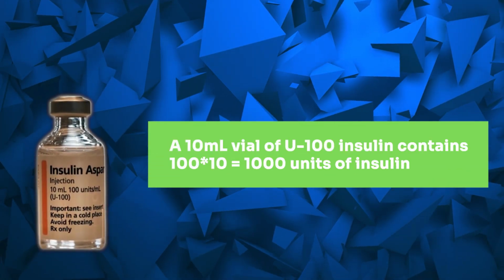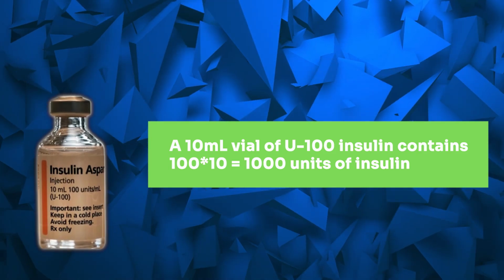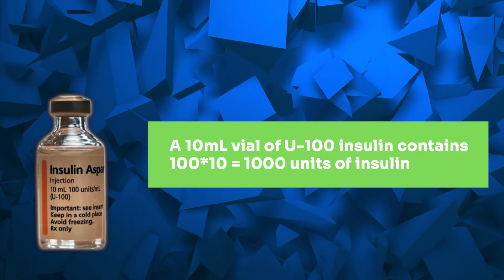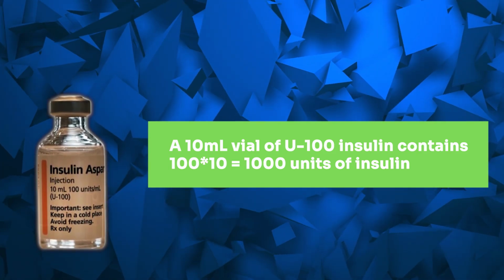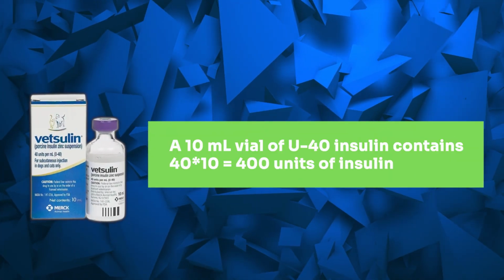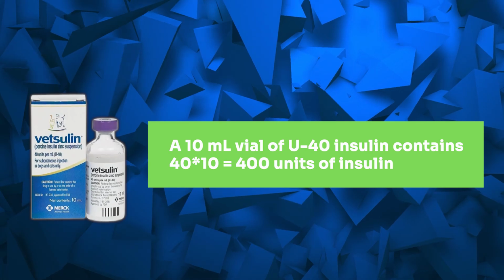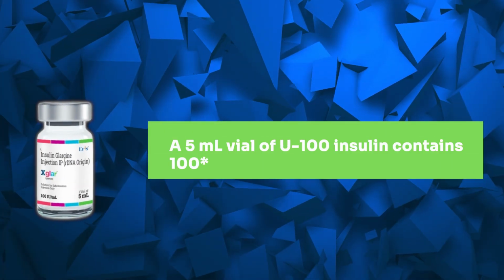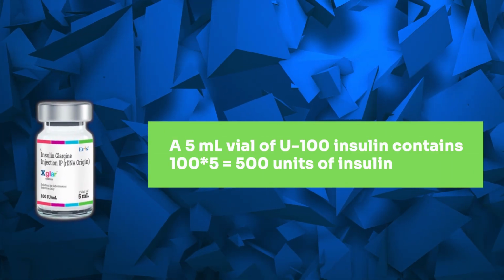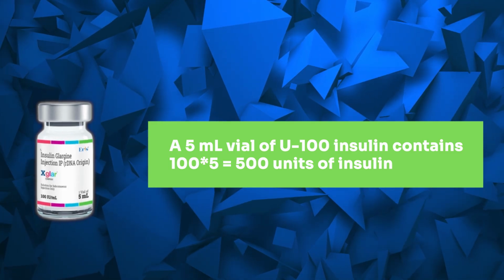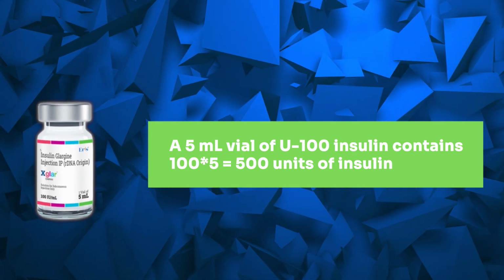For example, a 10 milliliter vial of U100 insulin contains 100 multiplied by 10, which is equal to 1000 units of insulin. A 10 milliliter vial of U40 insulin contains 40 multiplied by 10, which is equal to 400 units of insulin. A 5 milliliter vial of U100 insulin contains 100 multiplied by 5, which is equal to 500 units of insulin.